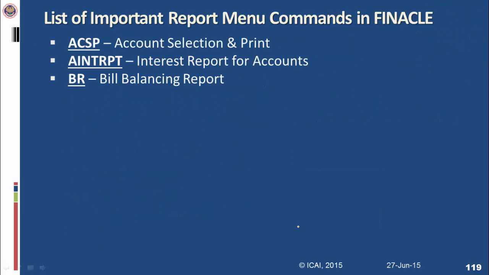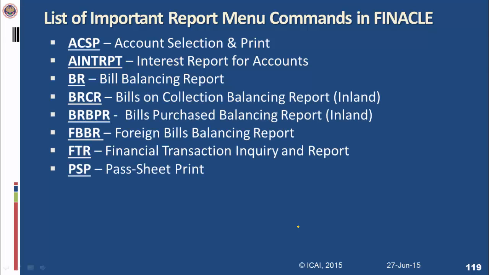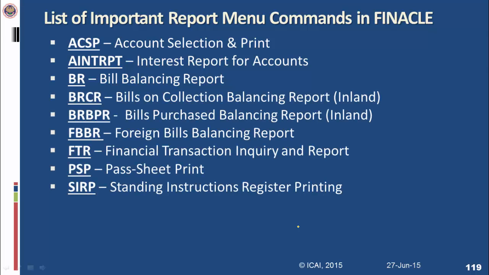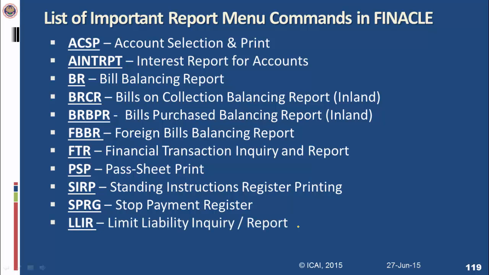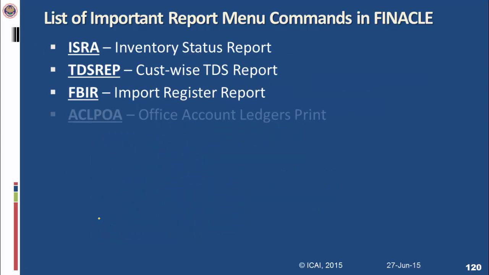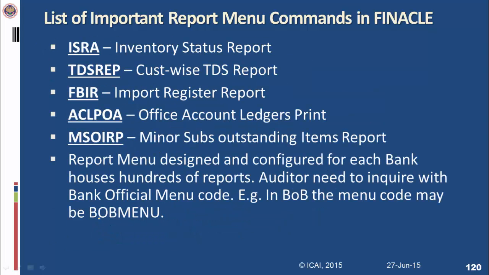Now, it's a list of important menu commands in Finacle. It's only the list that we have discussed earlier also, and that is to make note of important commands at one place. ACSP, that is account selection and printing. We discussed the ACS command. However, to print that information generated through system, we should use ACSP, AINTRPT, and so on and so forth. So these are certain report commands and transaction commands.